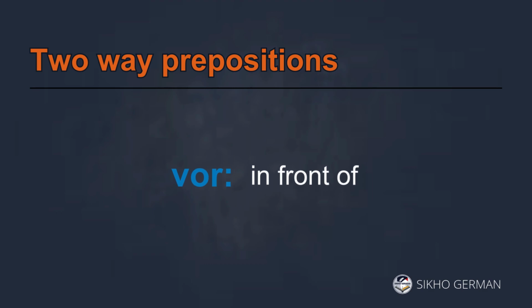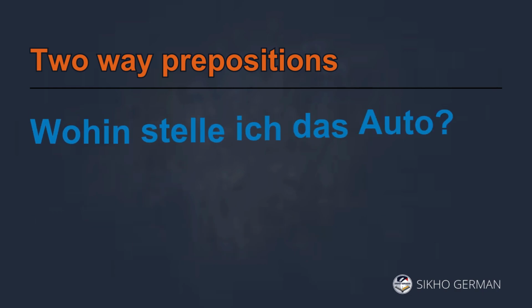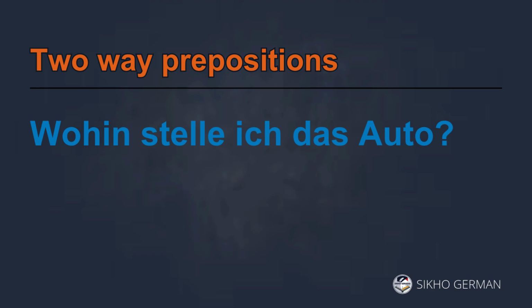Next is vor, in front of. Ich stelle das Auto vor das Haus. I am parking the car in front of the house. This uses accusative because there's movement. I'm placing the car to a position in front of the house. Wohin stelle ich das Auto? Where am I parking the car to? Answer, vor das Haus. The neuter das stays das in accusative.